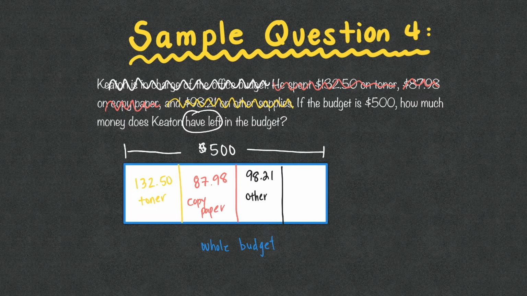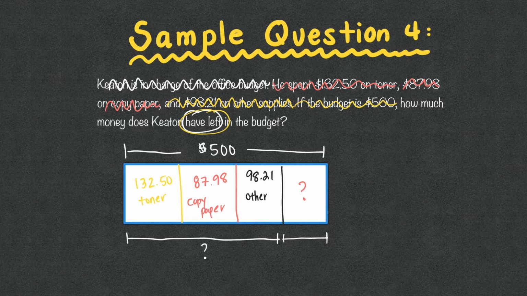It says if the budget's $500, we have that. How much is left? So what we're looking for is this part right here. Now, if the whole thing is $500, and we get rid of those words, what we can find is how much this is equal to, because this amount plus what was missing from the box should equal 500. So my first step is find the total cost.